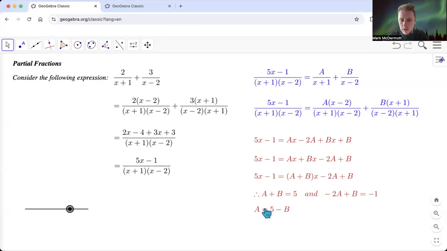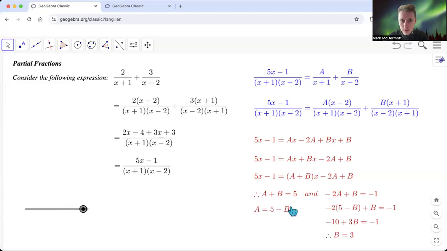We can use substitution to solve the simultaneous equations. So A equals 5 minus B, just rearranging that for A. And then we're going to sub that A into here. So it's going to be minus 2 multiplied by 5 minus B plus B equals negative 1. Expand the brackets, get minus 10 plus 3B. Once you add the like terms, equals negative 1. Add 10 to both sides. Divide by 3, you get B equals 3.